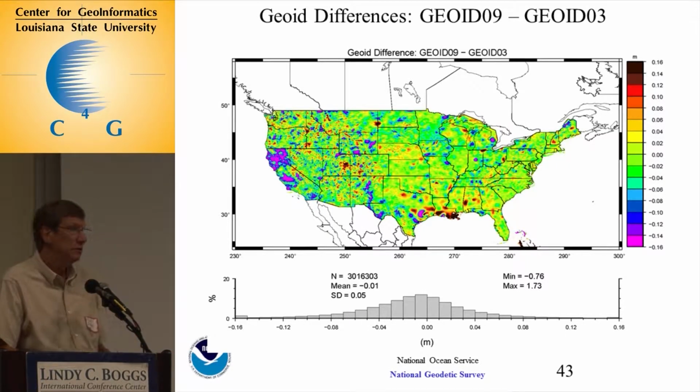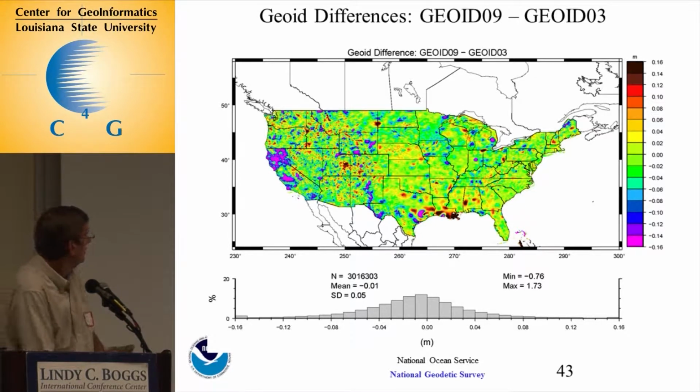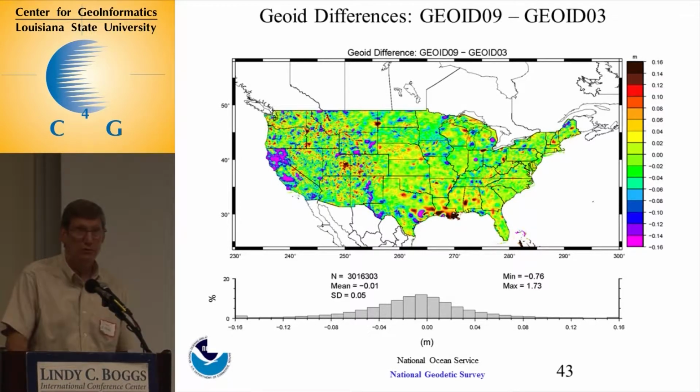Remember I told you, you can't mix and match these geoid models. You got to stay with one. If you try to use some values in Geoid 09 and some using Geoid 03, in this area here you get huge differences. You have to be consistent.